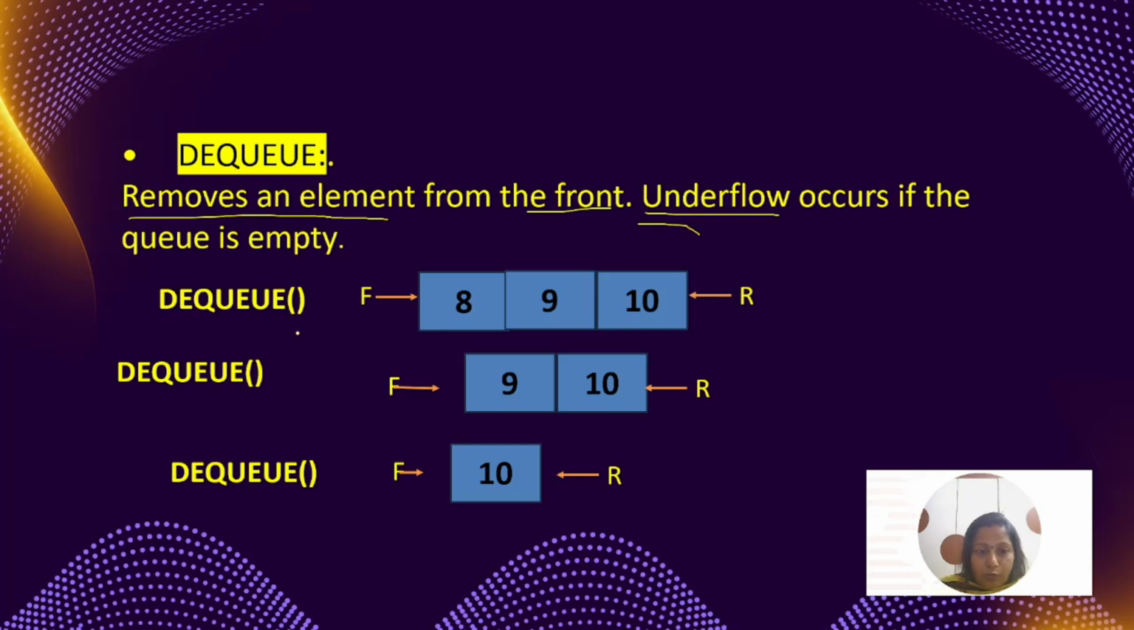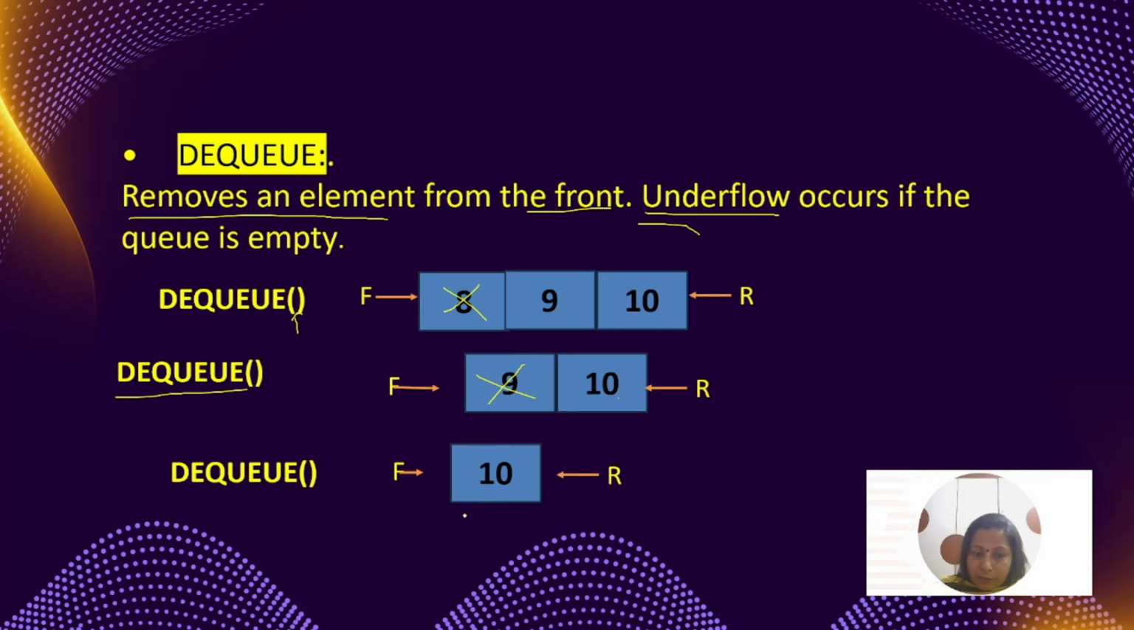You can see the example here. DQ I have mentioned, no need to pass any argument here, it is just an empty parenthesis. The queue has 8, 9, 10. Then 8 will go, so whatever is there in the front will go. Next time you will be having 9 and 10. Again if you mention DQ, then 9 also will go. Now only the 10 element is there.